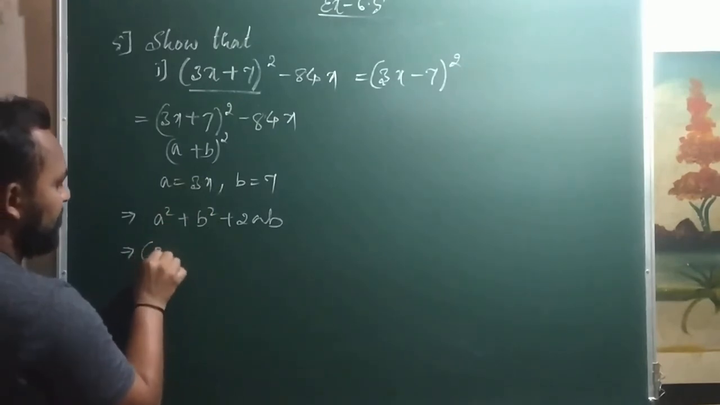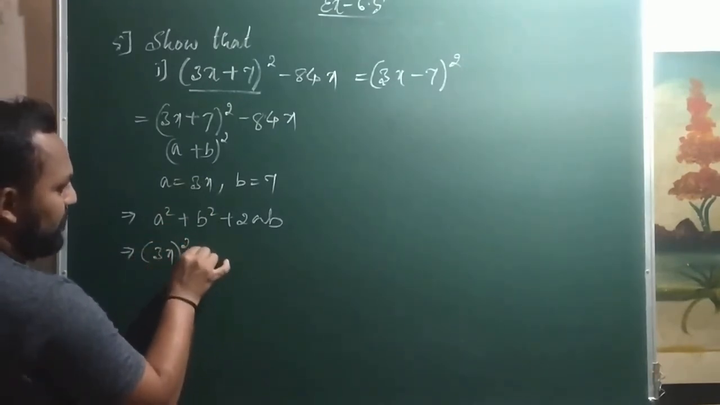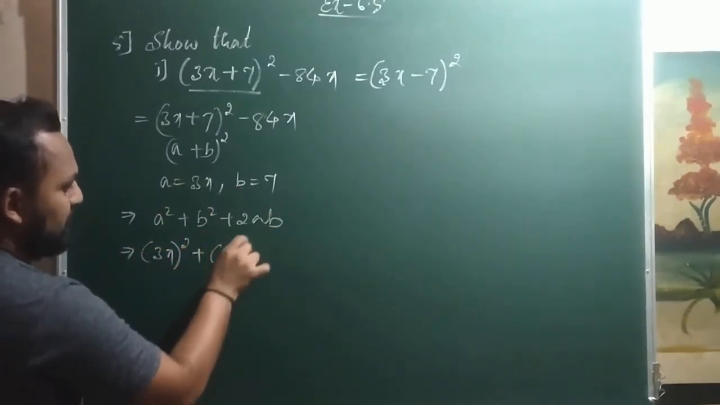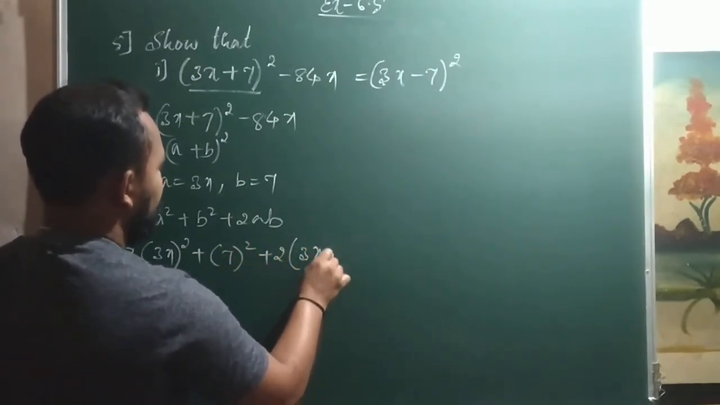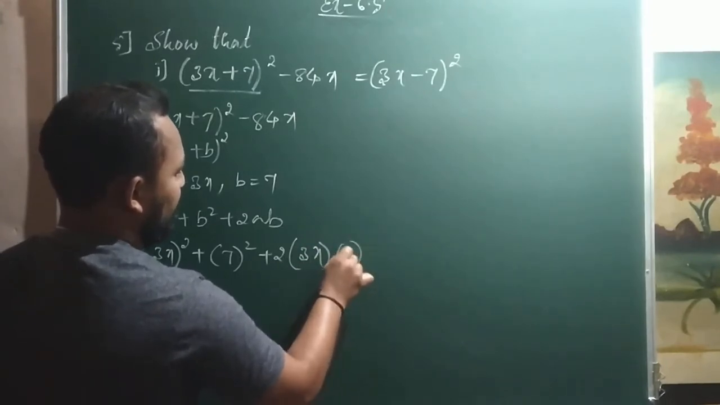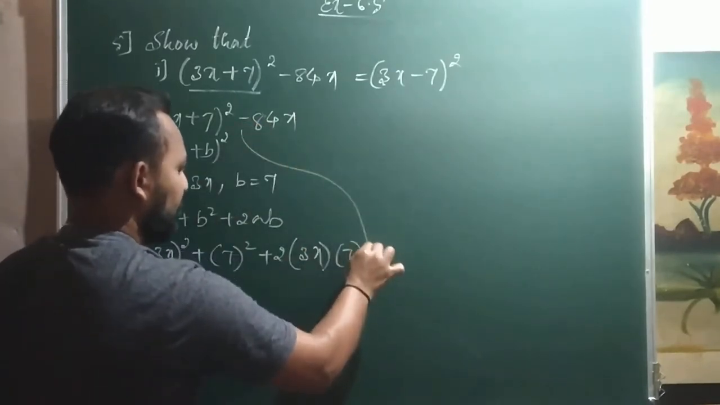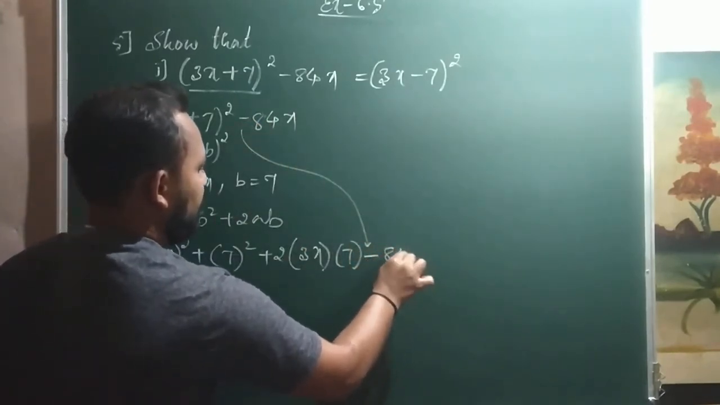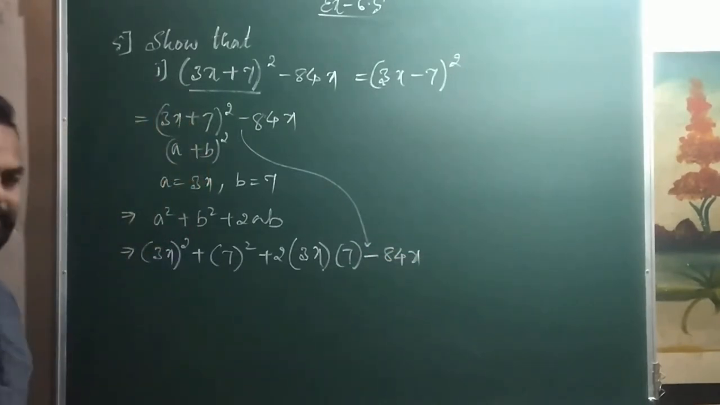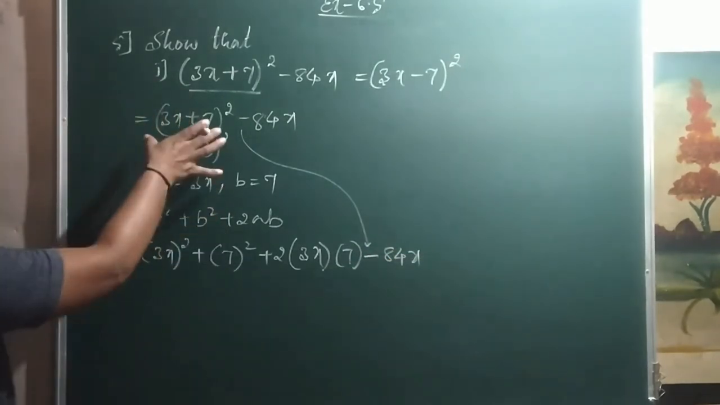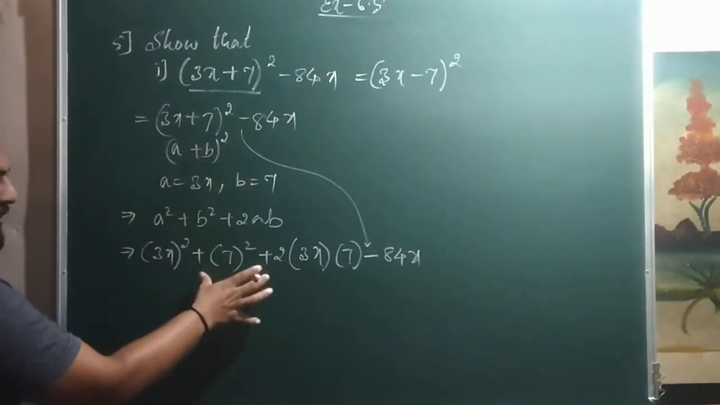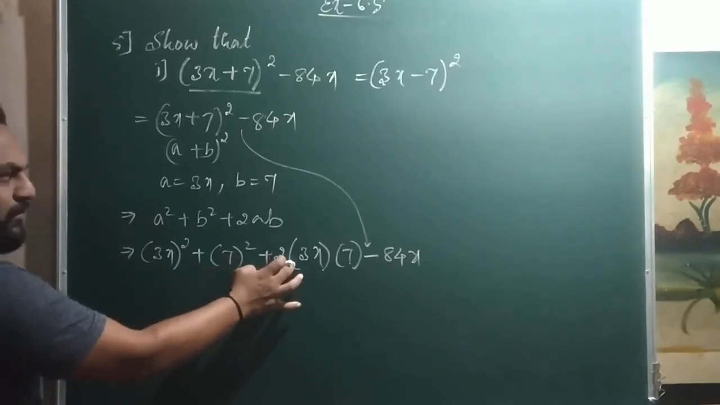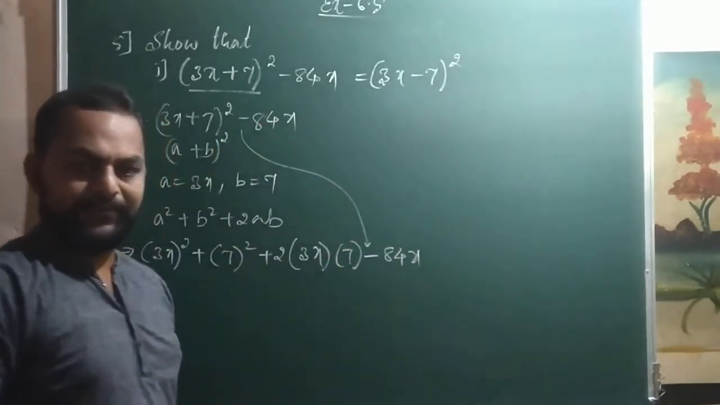Here a is (3x)² plus b is 7² plus 2 into 3x into 7, minus 84x. This expression is in the form of (a + b)², a² + b² + 2ab, minus 84x.